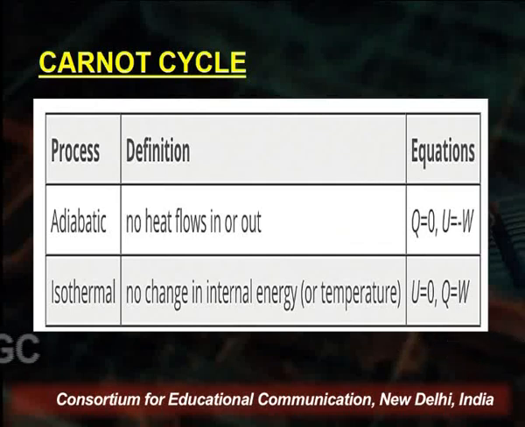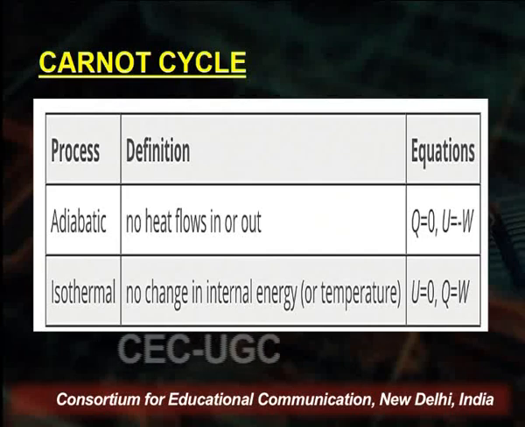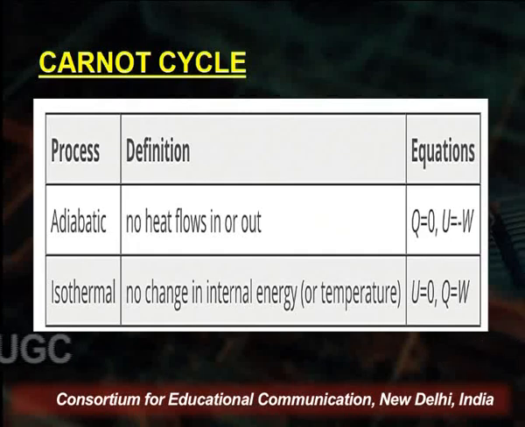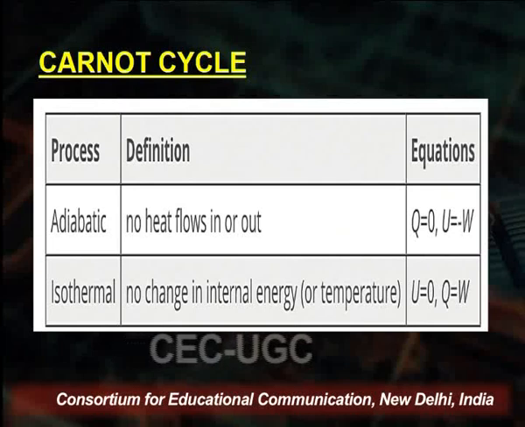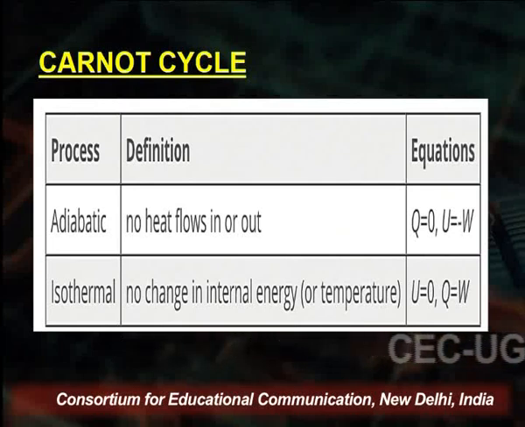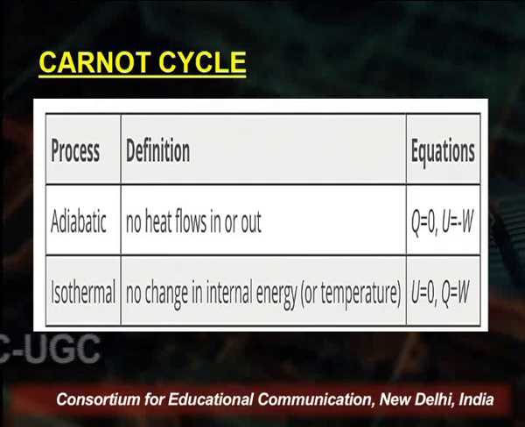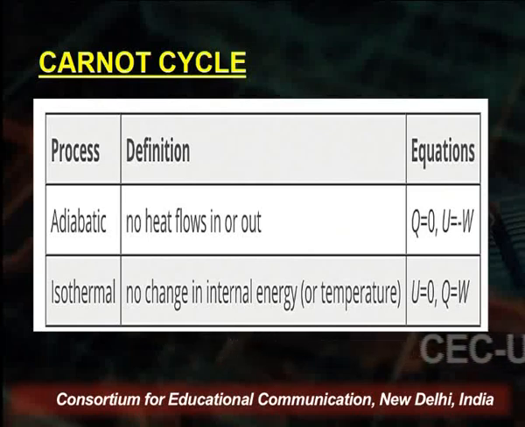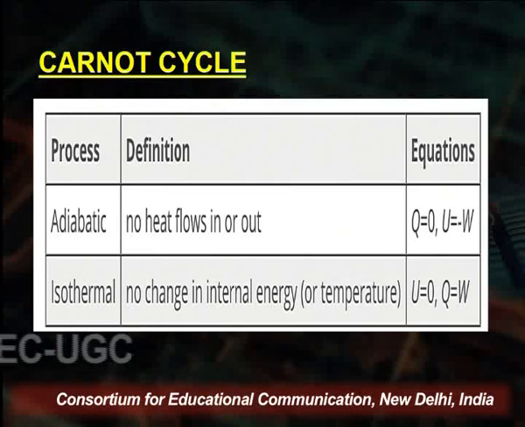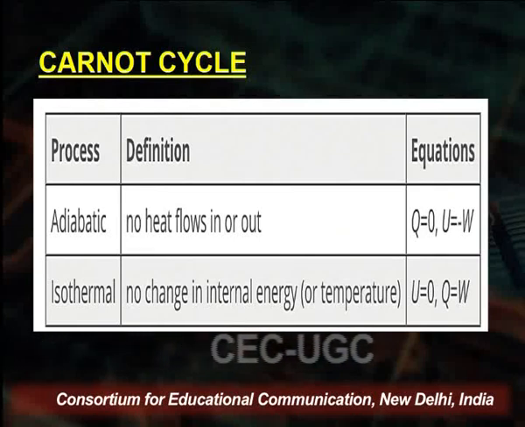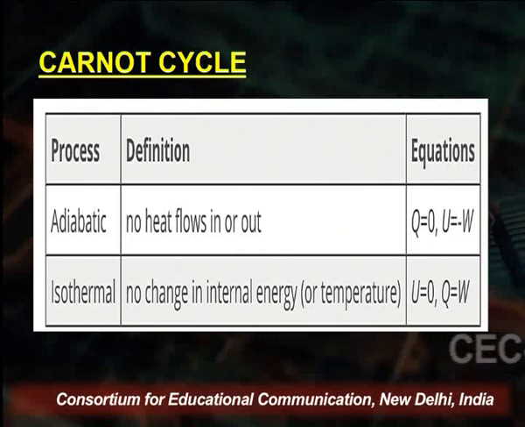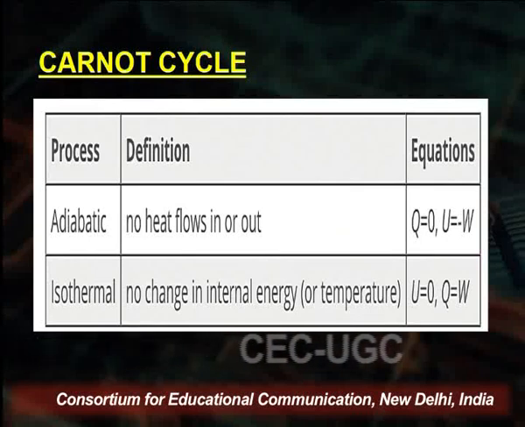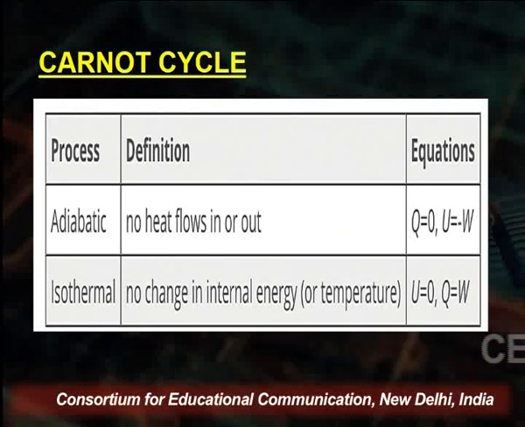minus of work done. The next process that is involved in the Carnot cycle is the isothermal process. Now what is an isothermal process? An isothermal process is a process that is occurring at constant temperature. That is, during this process, when a system is going from state 1 to state 2, it does not have any change in temperature and no change in internal energy consequently also takes place. In this process, according to the first law, the change in internal energy ΔU is equal to 0 and Q is equal to W, that is, the heat flowing is equal to the work done.